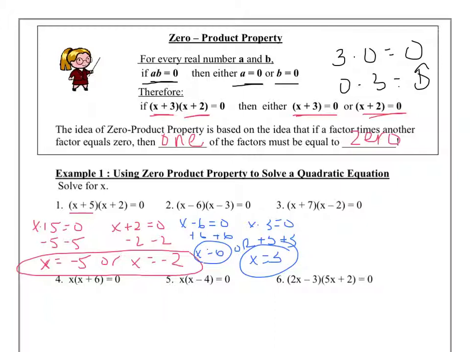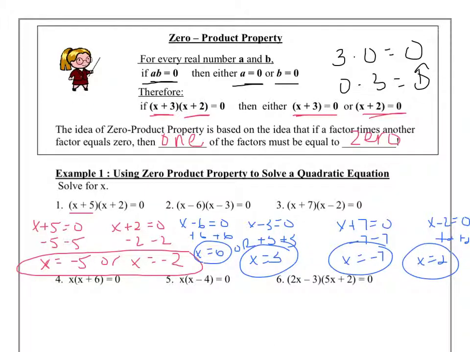Okay, so what you should have done here is x plus 7 equal to 0, and then also x minus 2 equal to 0. Okay, so solving for x on both sides, I get x is -7, and here I get x is equal to 2.